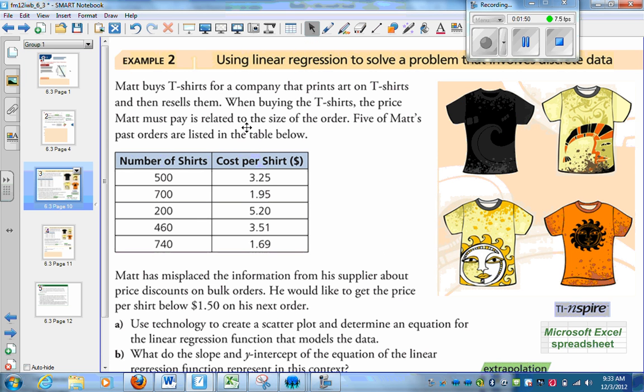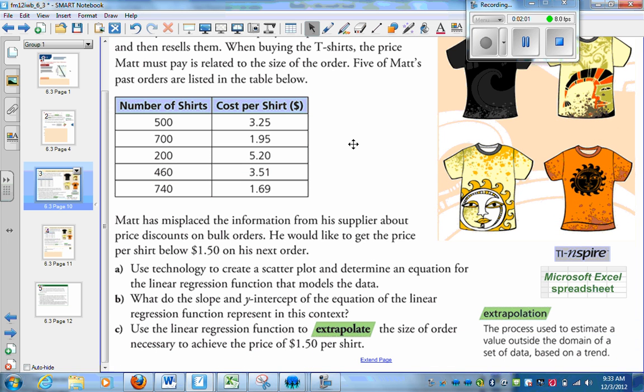Matt buys t-shirts from a company that prints art on t-shirts and then resells them. When buying the t-shirts, the price Matt must pay is related to the size of the order. Five of Matt's past orders are listed below. Matt has misplaced the information from his supplier about price discounts on bulk orders. He would like to get the price per shirt below $1.50. Use technology to create a scatter plot.